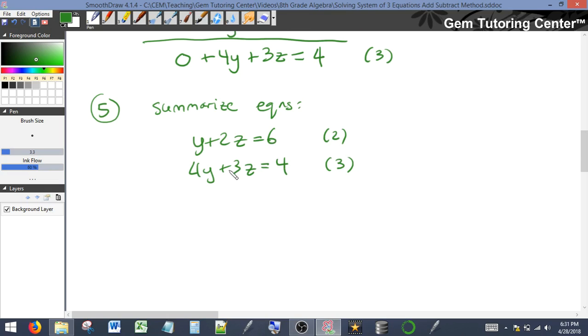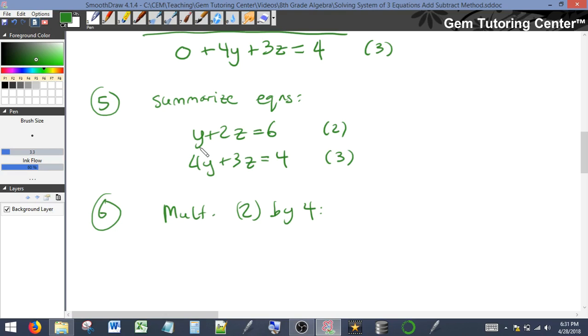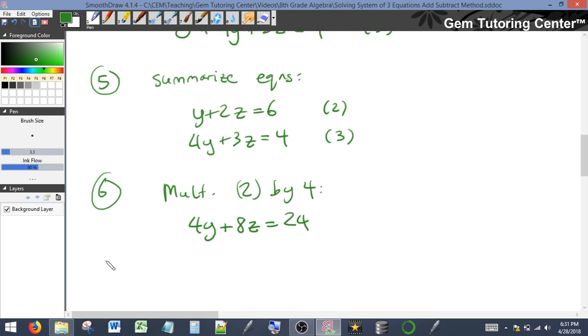So what we now are going to do is pair these two equations up, and eliminate one of the variables by doing addition or subtraction of the equations. We will multiply equation 2 by 4, so we get the 4y here, and then we're going to subtract to get rid of the y's. So let's first multiply equation 2 by 4. That will become 4y plus 8z equals 24.